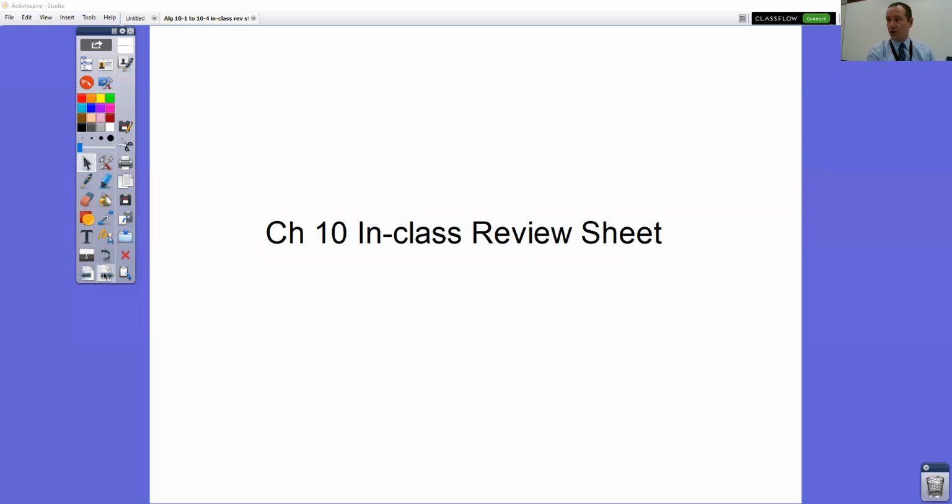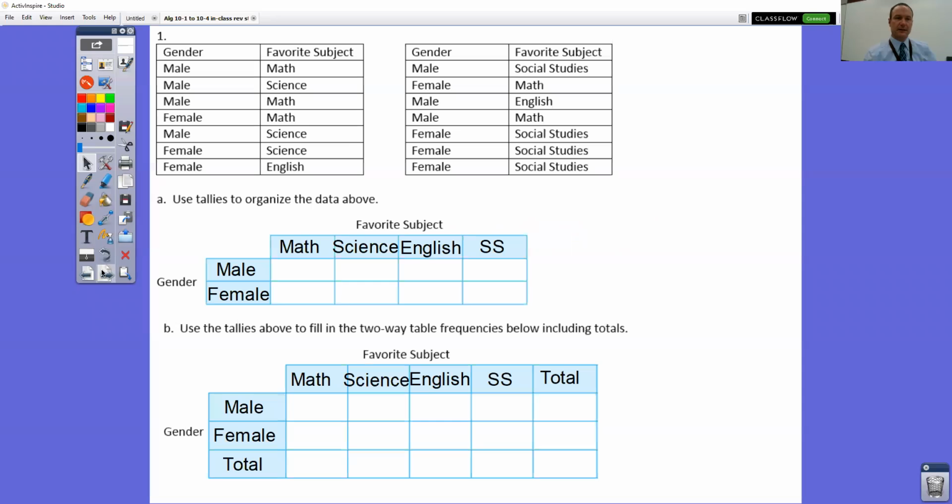So this is the review for chapter 10 test. In the first question, you are going to have to look at data and organize that data. In the first part, you're going to have to use tallies to set up your data table. In the second part, you have to add up your number of tallies and then find your totals as well.